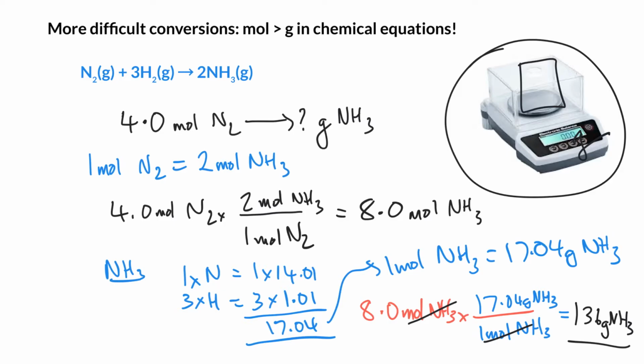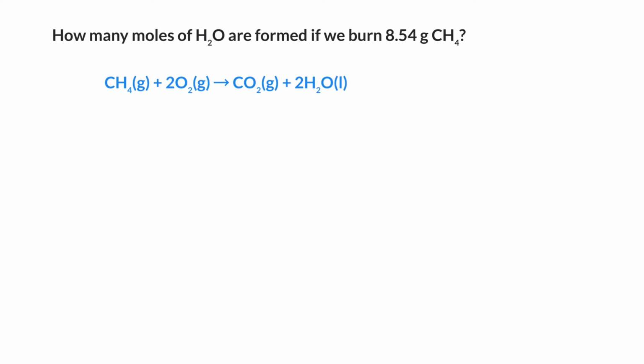So let's try another one. So this is getting to be a little more interesting here. So how many moles of water will we make if we burn 8.54 grams of CH4? So that's methane. And here's how I like to organize my work, because at some point it gets a little confusing. So what I do is I take the 8.54 grams of methane, CH4, and I write it here on the bottom of my problem.